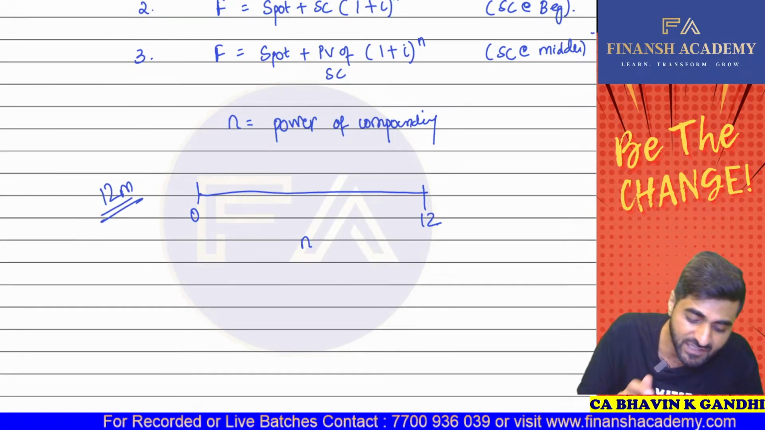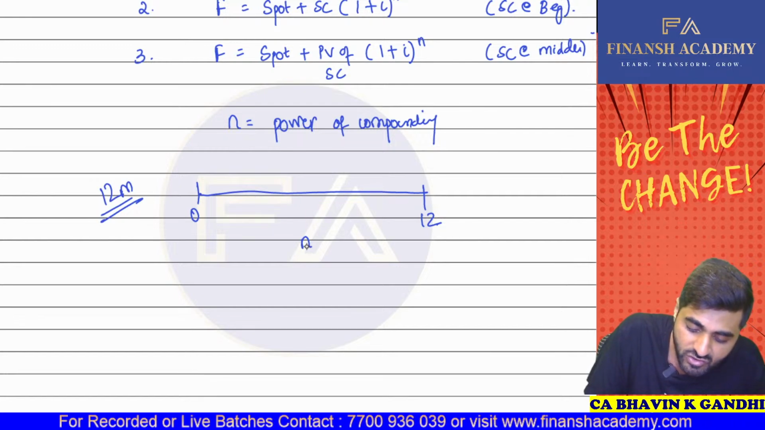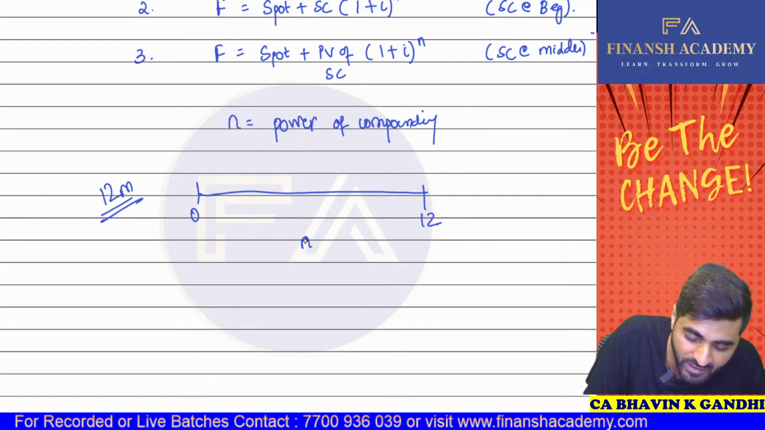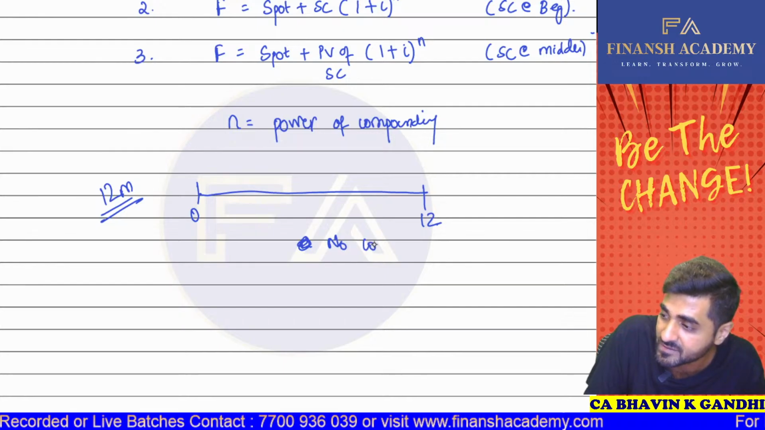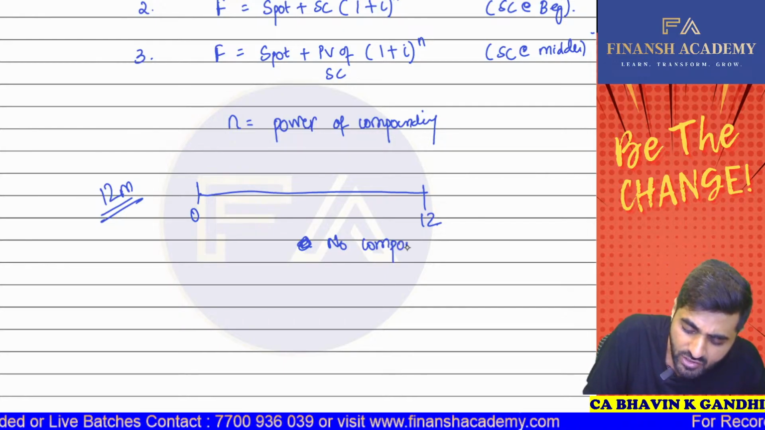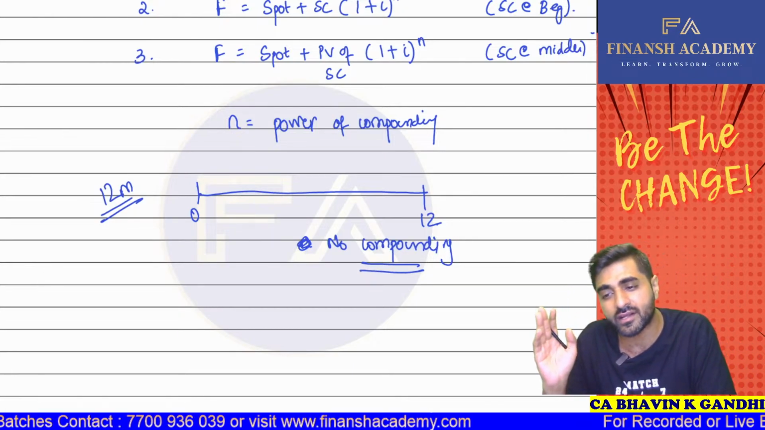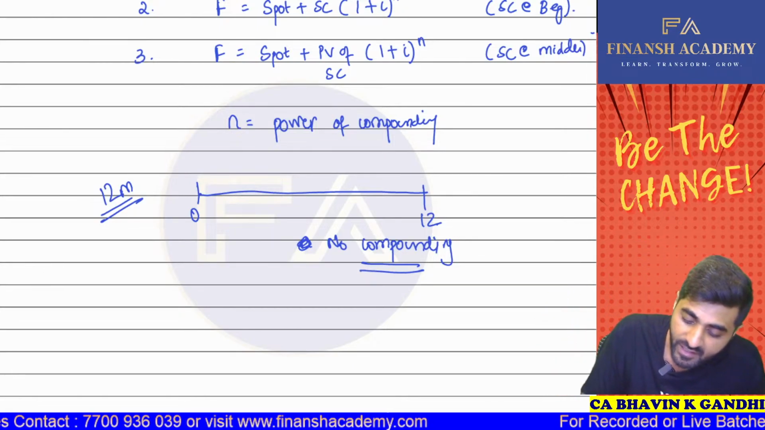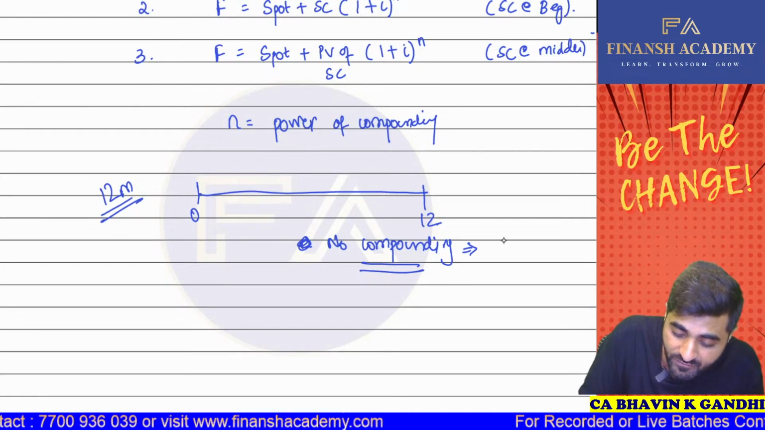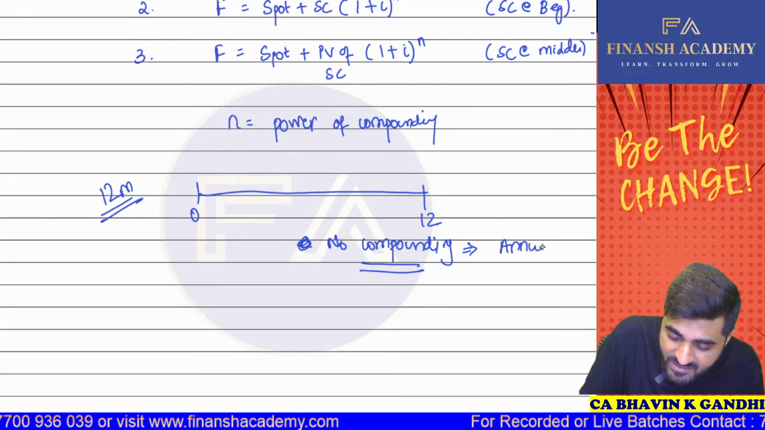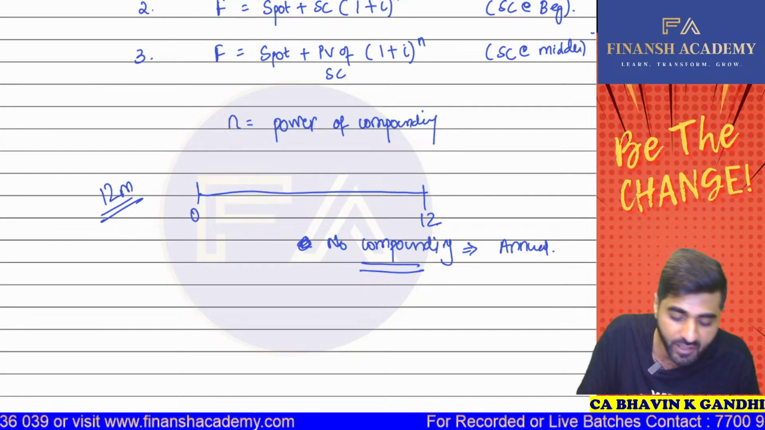But let's say, for example, it's a 12-month contract. In this particular case, I hope you are understanding that there is no compounding which happens. There is no compounding when it's a 12-month contract. Now, my dear students, if it's a 12-month contract and the compounding is done on an annual basis, then there is no need for any compounding.